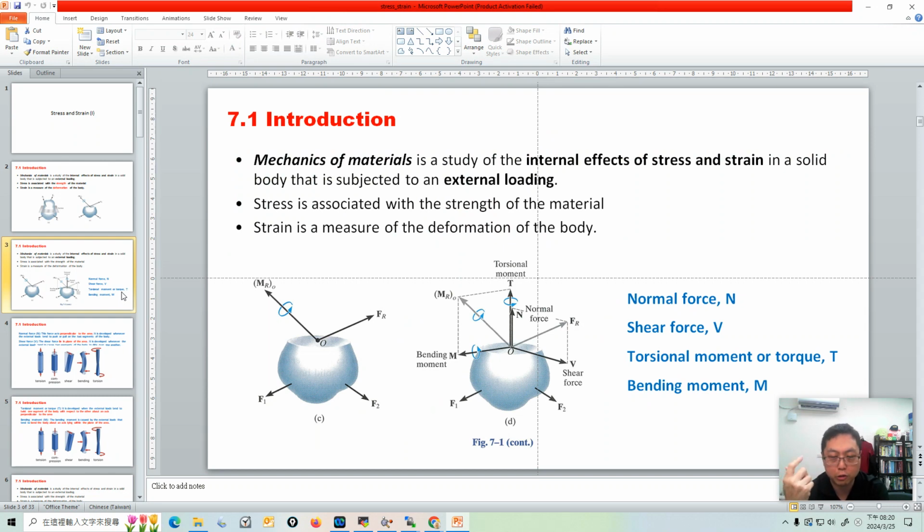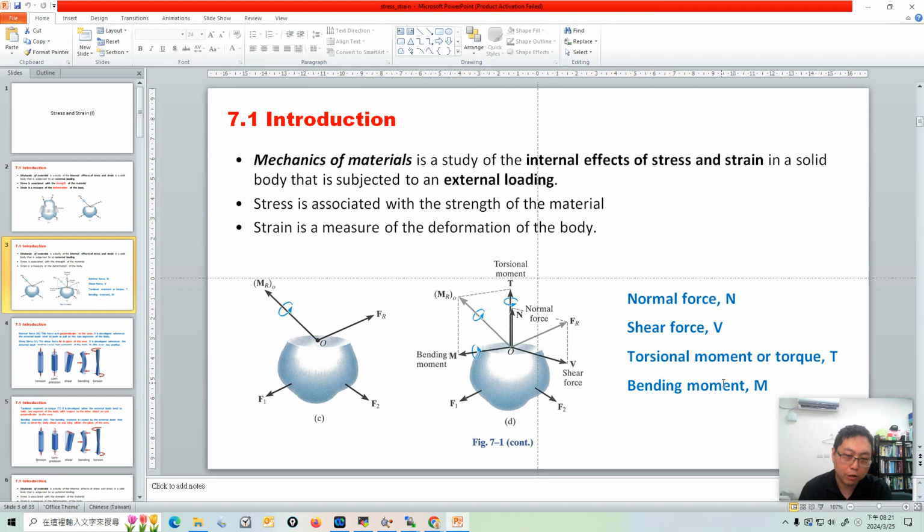We have the normal force, shear force, bending moment, and torsional moment. When you apply external loading to your material, the material itself will generate normal force, shear force, and torsional moment or bending moment to respond to the external loading. Previously, we have demonstrated a very simple demonstration of what the normal force is, what the shear force is, what the bending moment is, and what the torsional moment is. Let's give you a physical idea of what these forces and moments are.